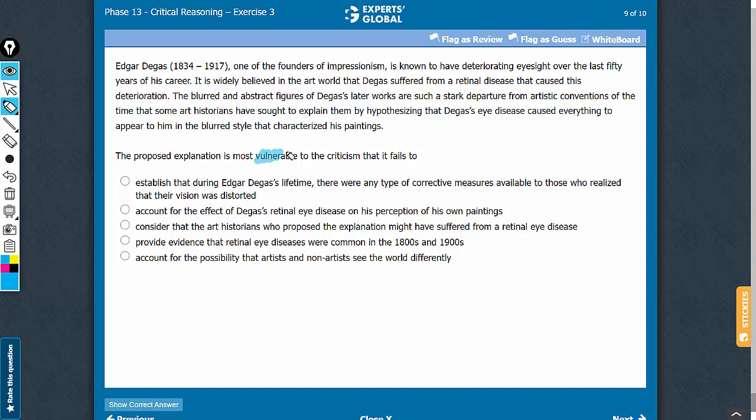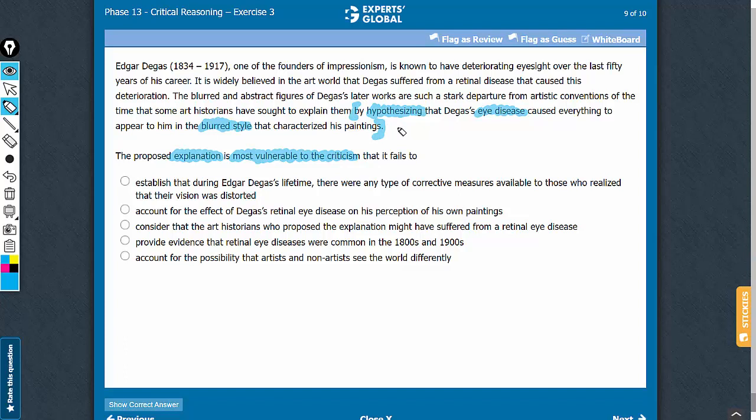This is a weakening question. We have to find what the explanation is most vulnerable to. What is the explanation? See, from here to here is the explanation. This hypothesis is what the explanation is, and we have to weaken this explanation. The explanation is that the eye disease caused everything to appear to him in the blurred style that characterized his paintings.